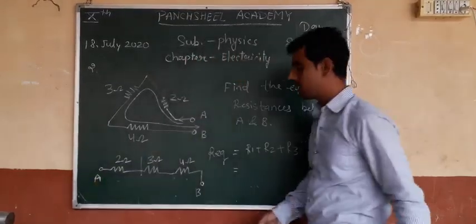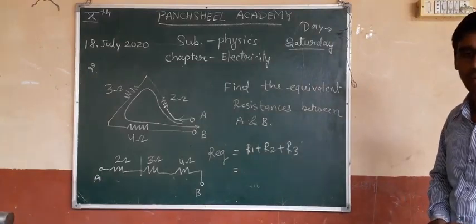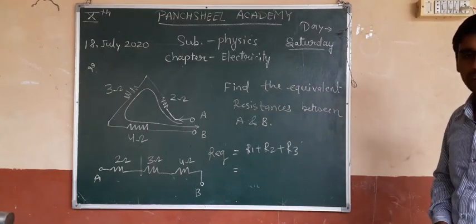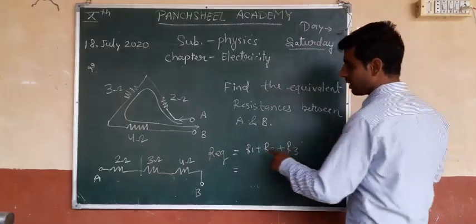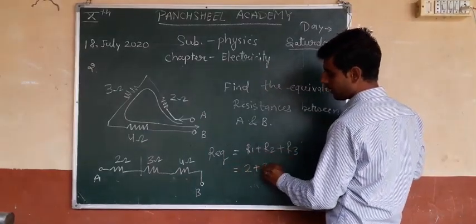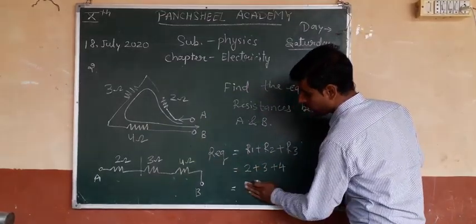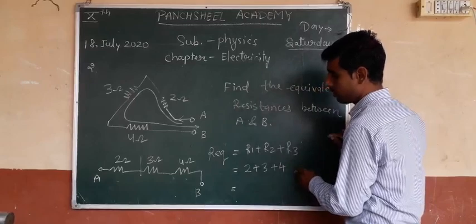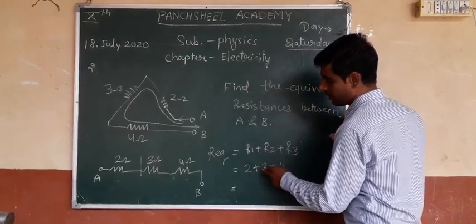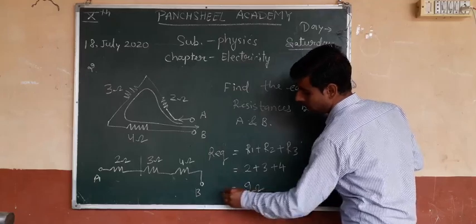So easily you can identify whether the combination is series or parallel. Which combination? This is the series combination. So R1, R2, R3, what is the value of 2, 3 and 4? So what is the value of these 3? 3 plus 2 is 5, 5 plus 4 is 9 ohm. Okay.